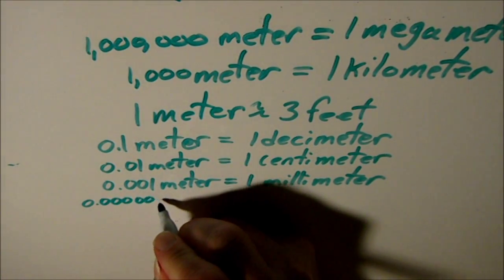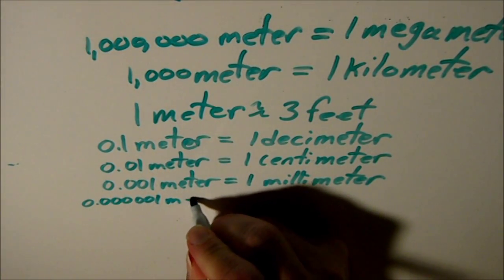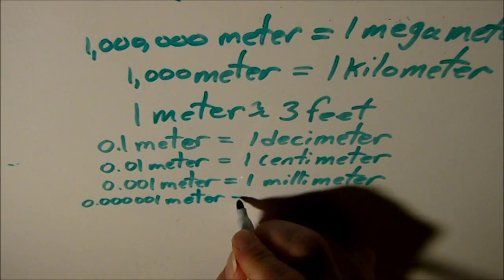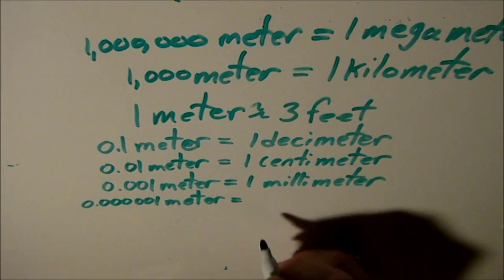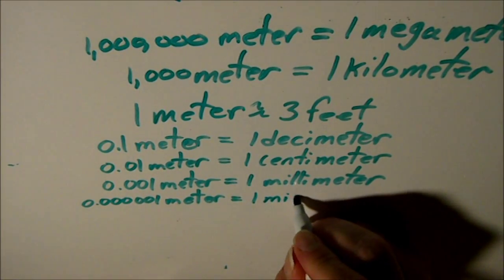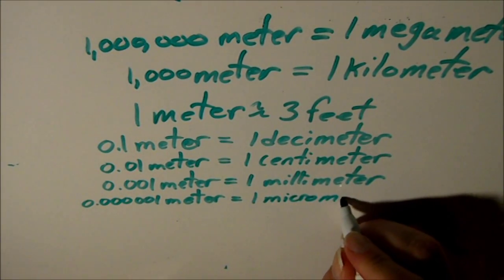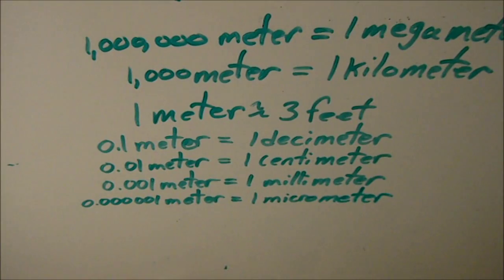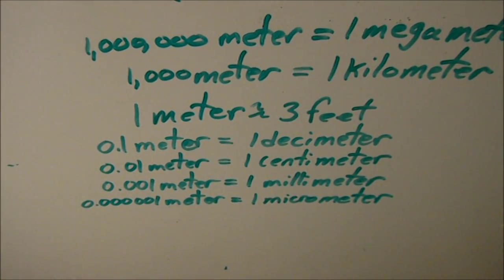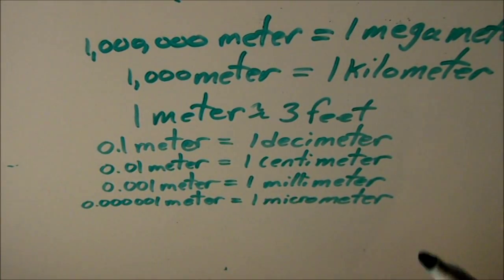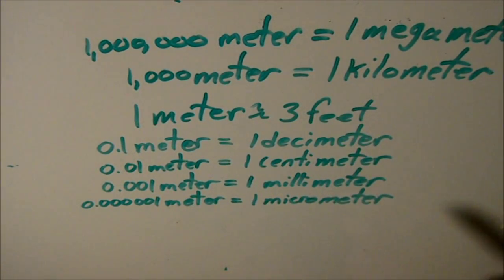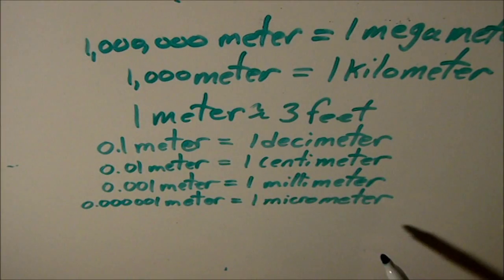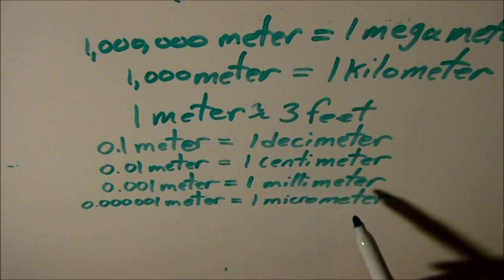Now, the next one that we want to talk about is a millionth of a meter, and that's for extremely small measurements on the order of a cell, and that would be 1 micrometer. Okay? So, we can use prefixes to go for very large measurements like megameter or kilometer, or for very small measurements like, for example, the millimeter or the micrometer.